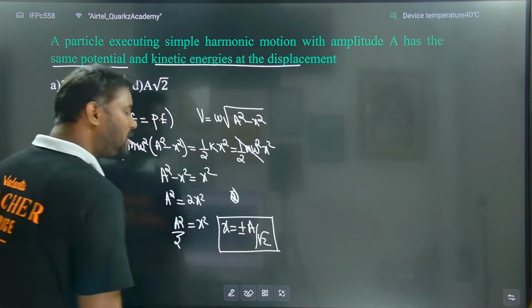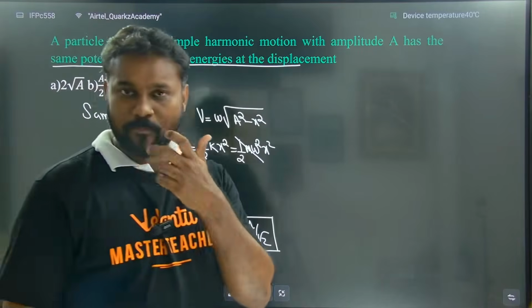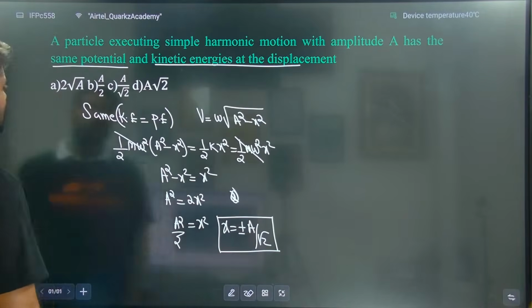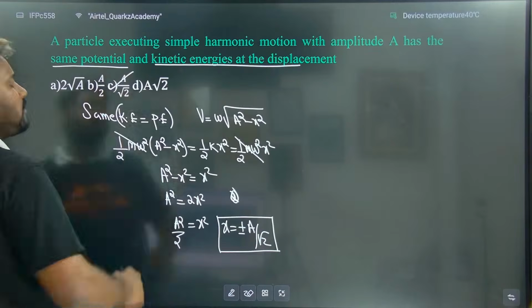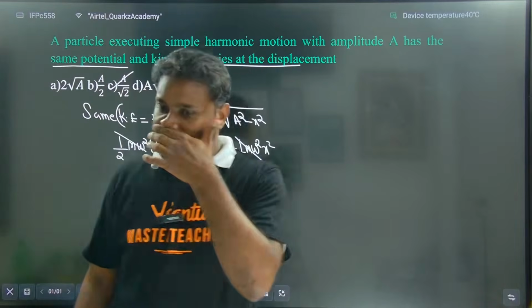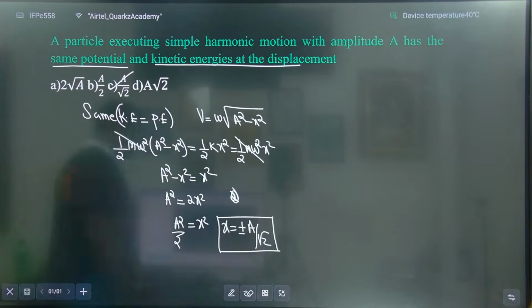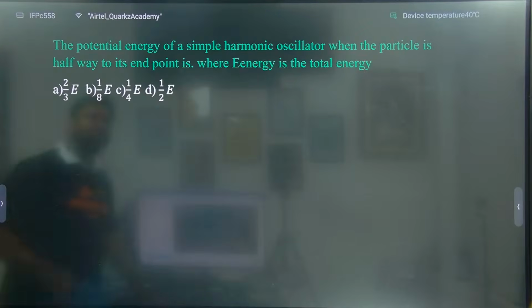So at this position kinetic energy and potential energy become equal. So what is the answer? a by root 2 is the answer. C is the answer. இது புரிஞ்சுதா? So this must be known clearly. Yes? Can we go to the next problem?